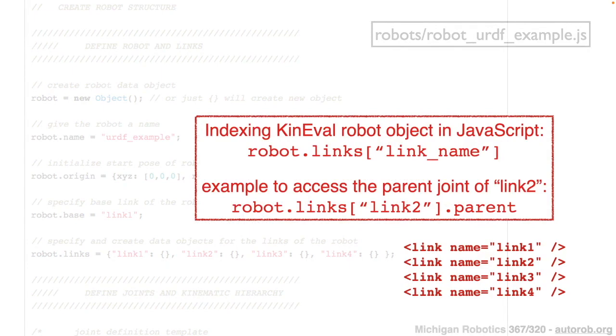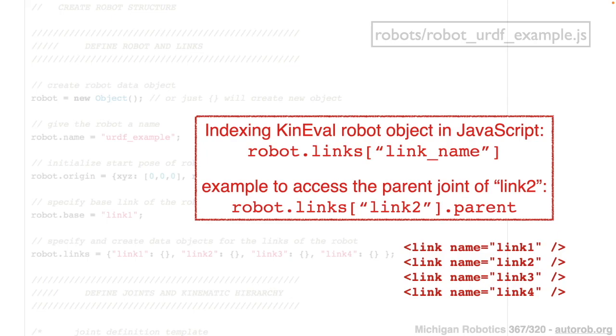In addition, just as a quick refresher about JavaScript indexing, within this robot object that we set up, you can access the links by using dot notation to access the actual property of the robot, which is the set of links, and then you can access each individual link, for example, by using bracket notation to access the link you're trying to access by name.